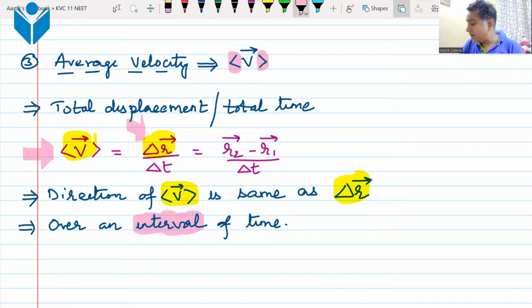Now, average velocity, Sir, well done. Average velocity is calculated over an interval of time. Hello. Yes, beta? Everything okay?